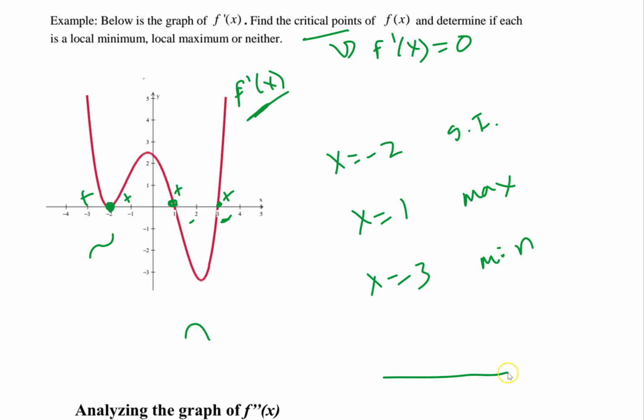Okay, if you prefer, you can always make yourself a little sign chart and just look at the graph. Oh, okay, it's on the positive side, and then it's on the positive side, then it's on the negative side, then it's on the positive. Right? And then the same idea. Whatever works best for you.